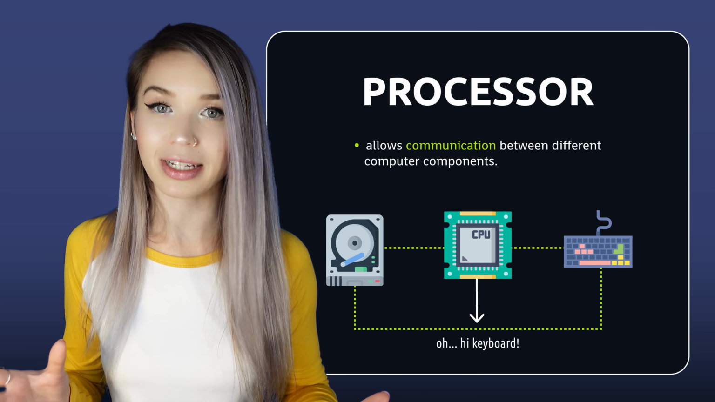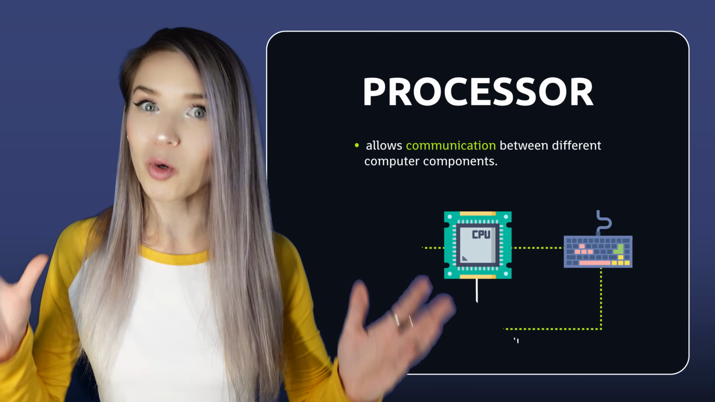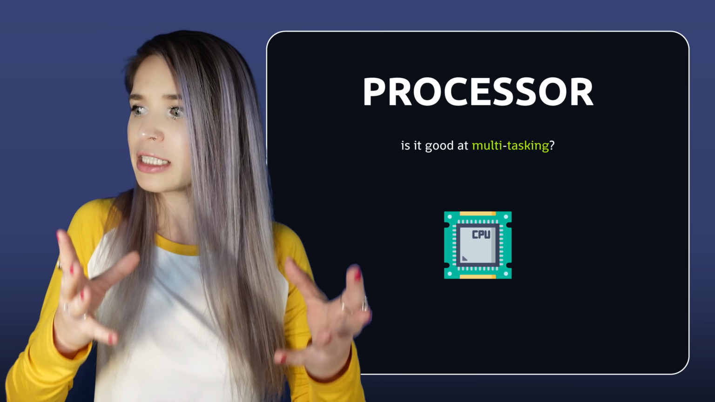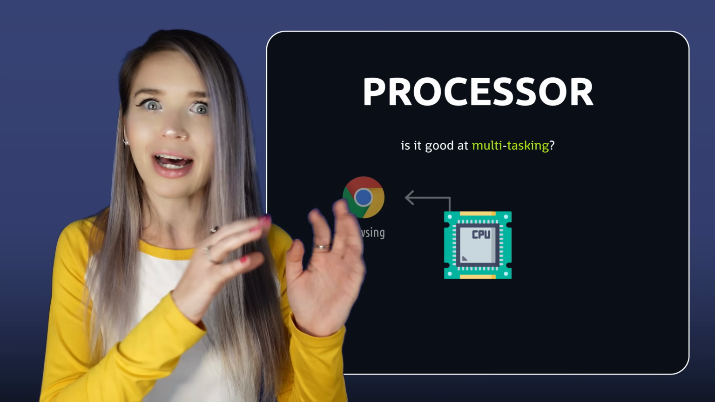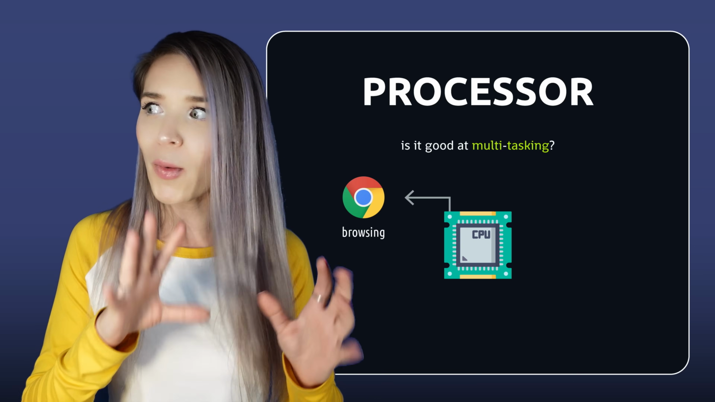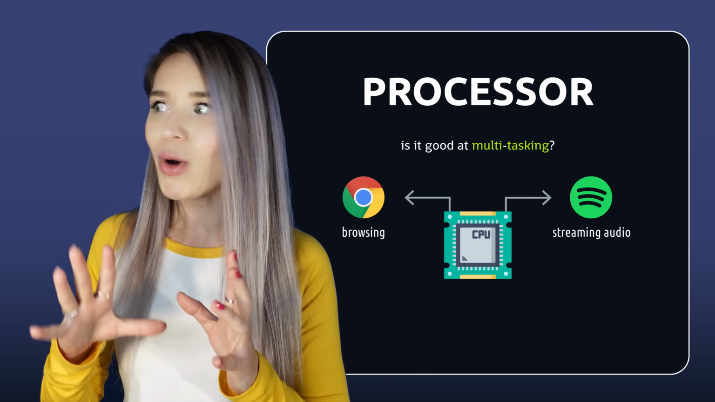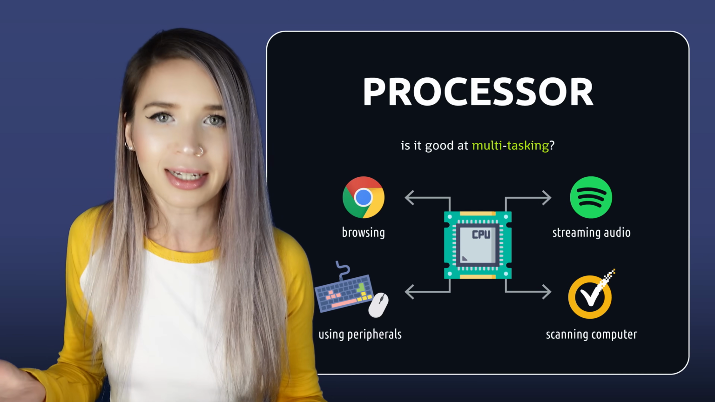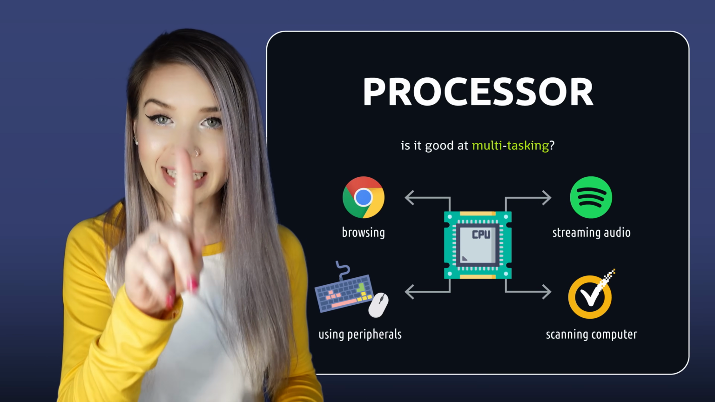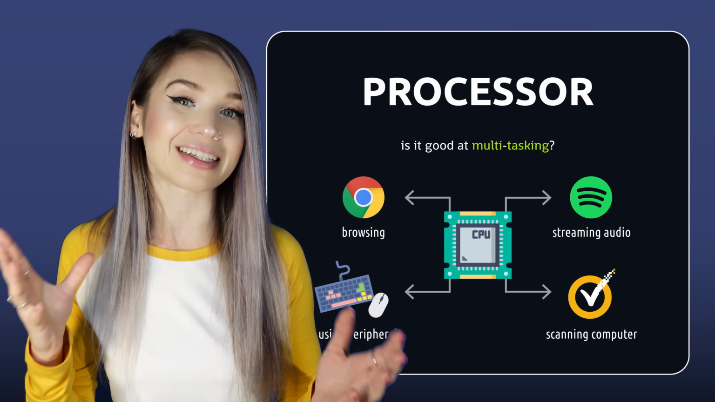So CPUs then must be really good at multitasking because we are always able to run a bunch of applications at once. We are able to download files through the browser while listening to Spotify, while scanning for malware, while using our mouse and keyboard for a thousand different things. But surprisingly, this is not exactly the case.